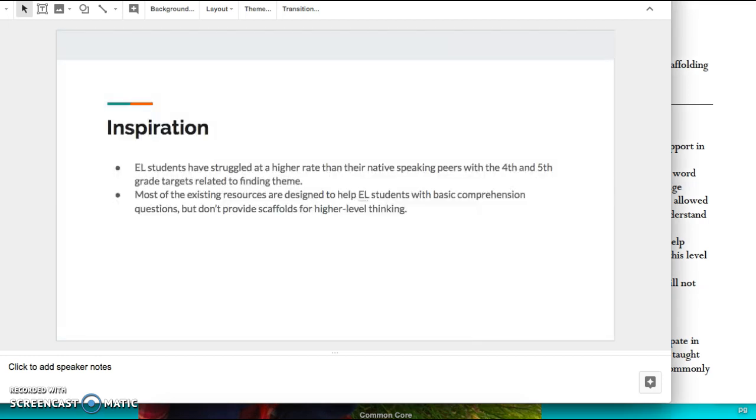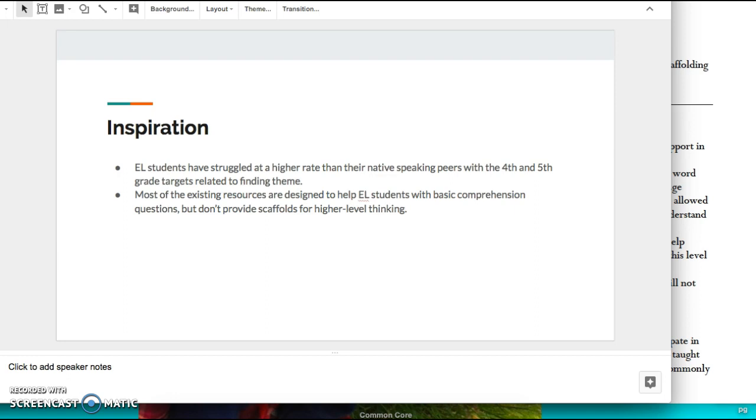What I noticed in PLCs was that a lot of teachers were coming to me asking about strategies to help their English language learners find theme. And what we were seeing was that these students who were identified as EL were struggling at higher levels than their 4th and 5th grade peers. Finding theme is a very complicated higher level target for our students. And so there's a lot of kids who are not ELs that struggle with finding theme. And these strategies that I've identified will also be beneficial to them.